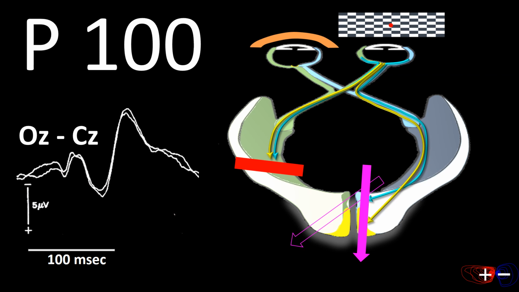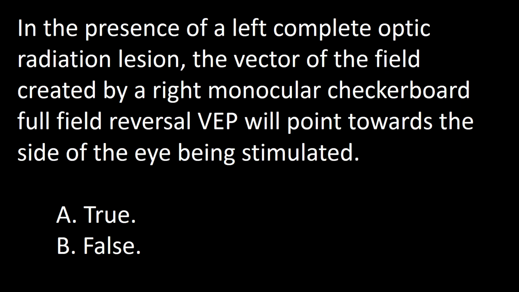The absence of an electrical field due to failure of left primary occipital cortex stimulations allows the normally suppressed vector from the right anterior most visual cortex to expand and influence the overall field created by activation of the right visual primary cortex, thus producing a field with a vector towards the left occipital region, as indicated by the arrow. So the answer to this question is false.